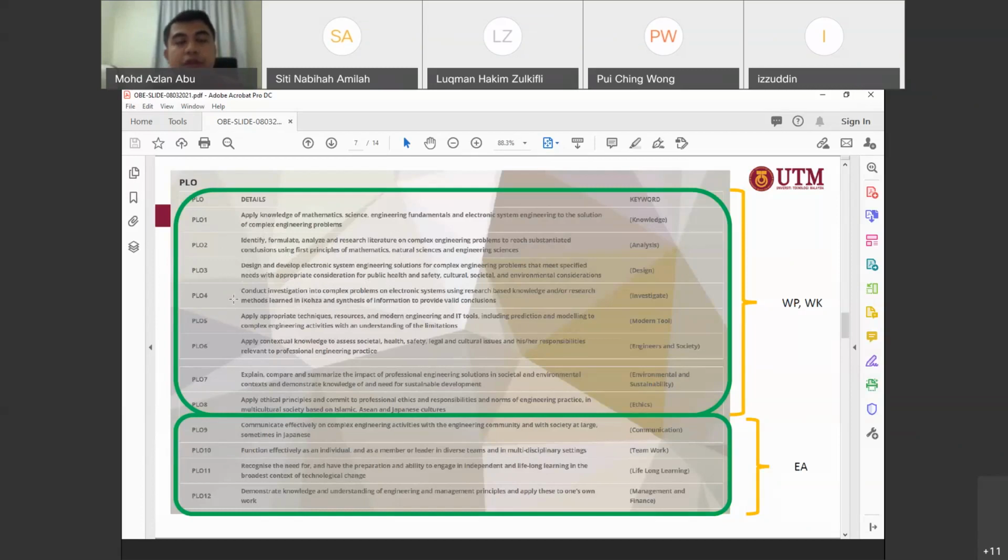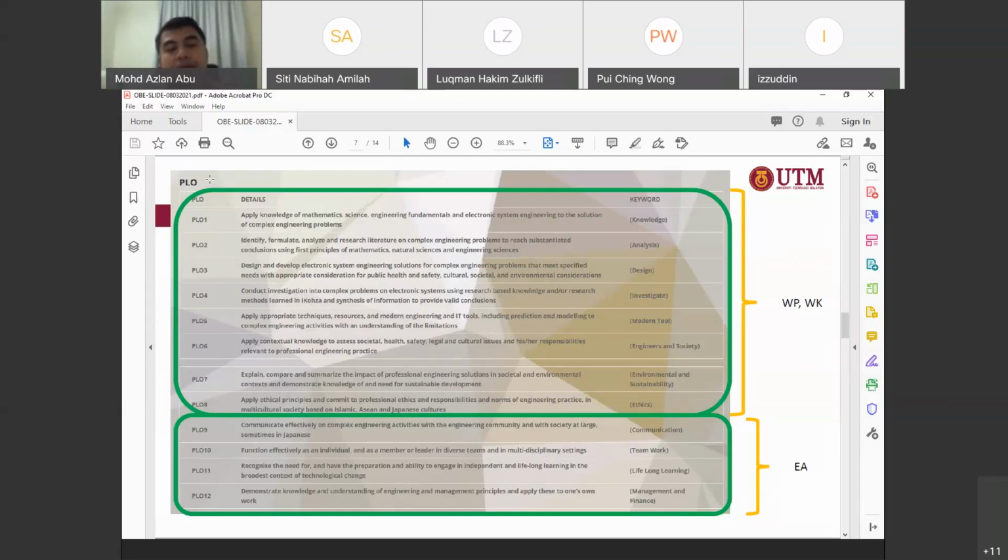PLO4: you conduct investigation into complex engineering problems, using research-based knowledge, research methods, and synthesis of information to provide valid conclusions. This is more into your literature review, where you investigate your problem based on standards and so on. PLO5: apply appropriate techniques, resources, and modern engineering tools. You use IT tools to solve your complex engineering activities. For example, in this subject we will use Arduino. In other subjects you may use Altera, Xilinx, microcontrollers, or ESP. That falls under tools.